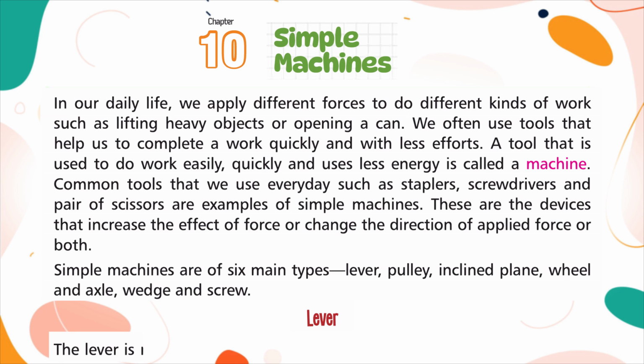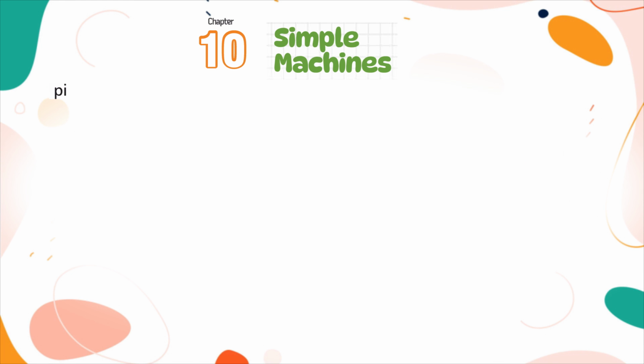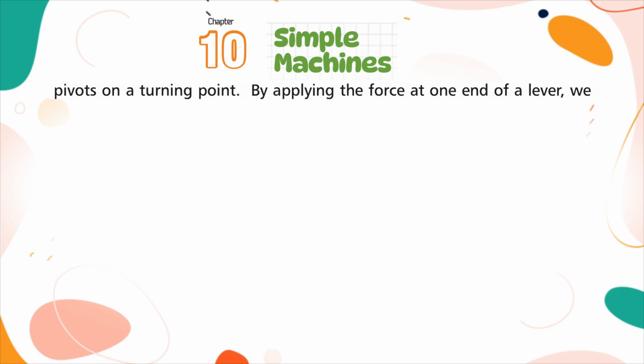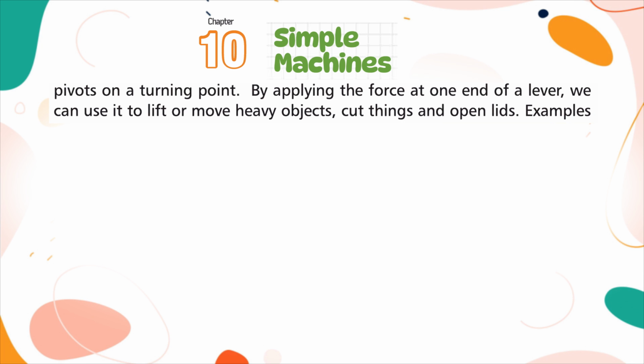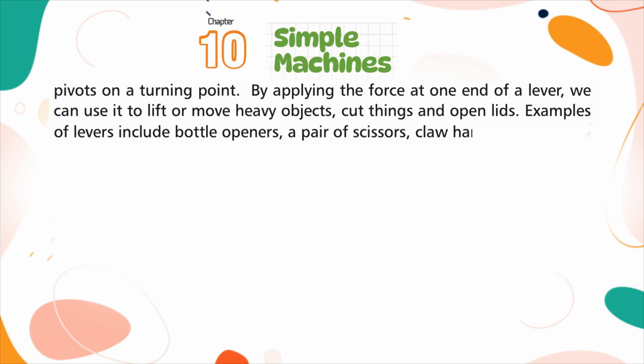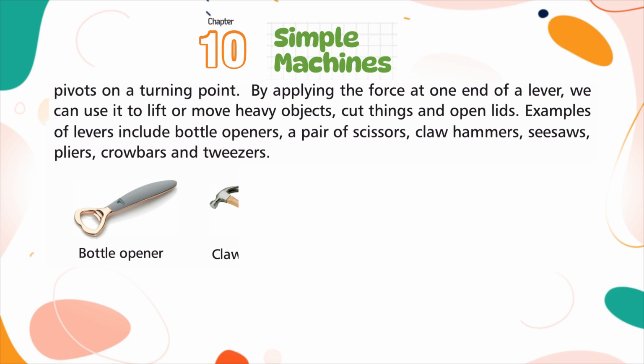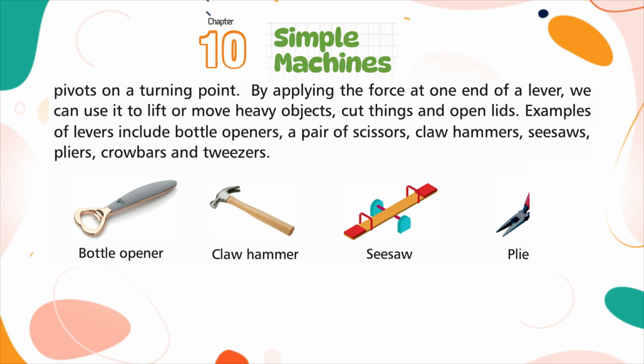Lever. The lever is made up of a straight, rigid object, like a board or a bar, which pivots on a turning point. By applying force at one end of a lever, we can use it to lift or move heavy objects, cut things, and open lids. Examples of levers include bottle openers, a pair of scissors, claw hammers, seesaws, pliers, crowbars, and tweezers.